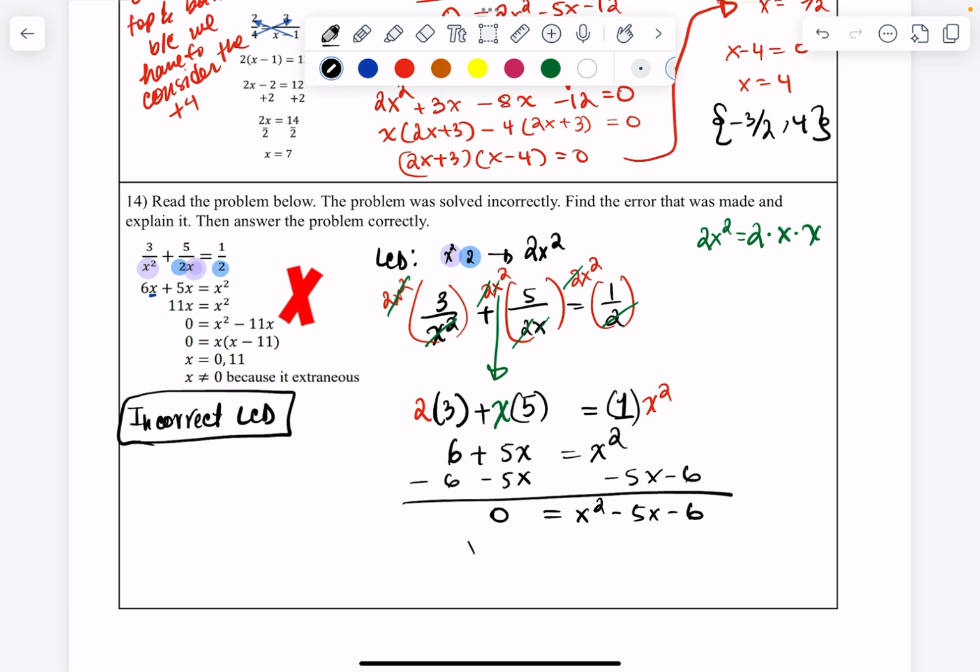So we could rewrite this as x squared minus 5x minus 6 is equal to 0, which leaves us with x minus 6 and x plus 1 is equal to 0. So x is equal to positive 6 and x is equal to negative 1. But neither of them will give undefined in the fraction, so we are okay with using both. Okay, let's take a look at number 15.